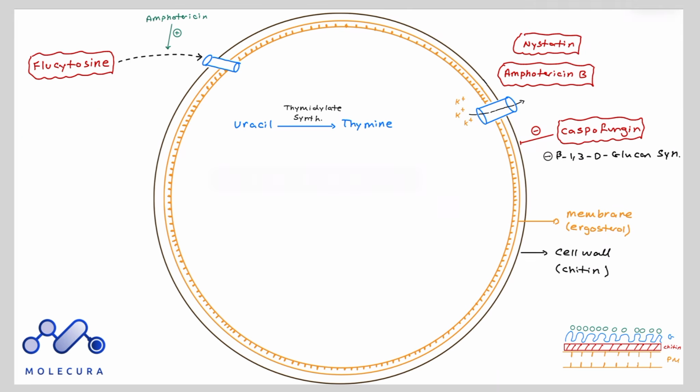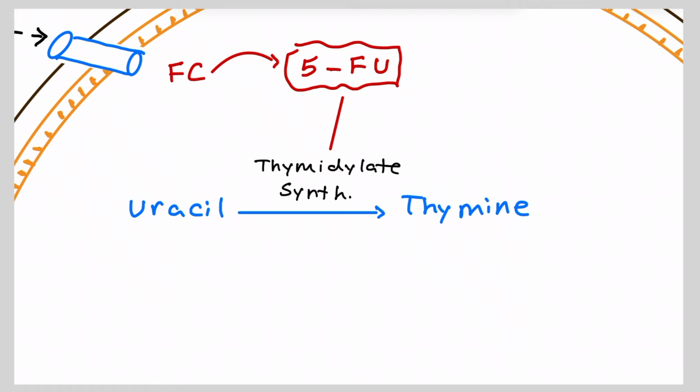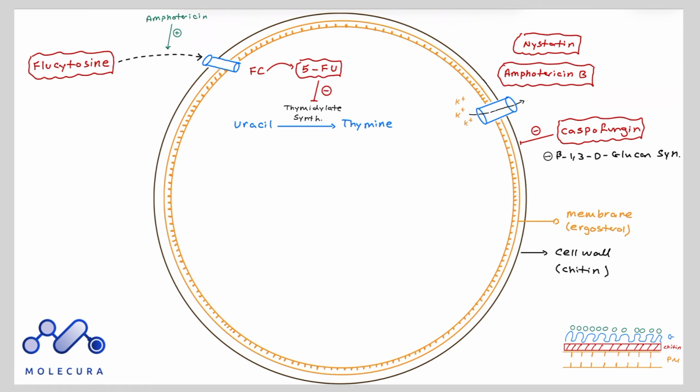Now, what happens when flucytosine gets inside the cell? Our flucytosine is going to be further converted into another molecule that we call 5-fluorouracil. And our 5-fluorouracil inside the fungal cell is going to be inhibiting the thymidylate synthase. And this is going to result in decreased DNA synthesis inside the fungal cell.